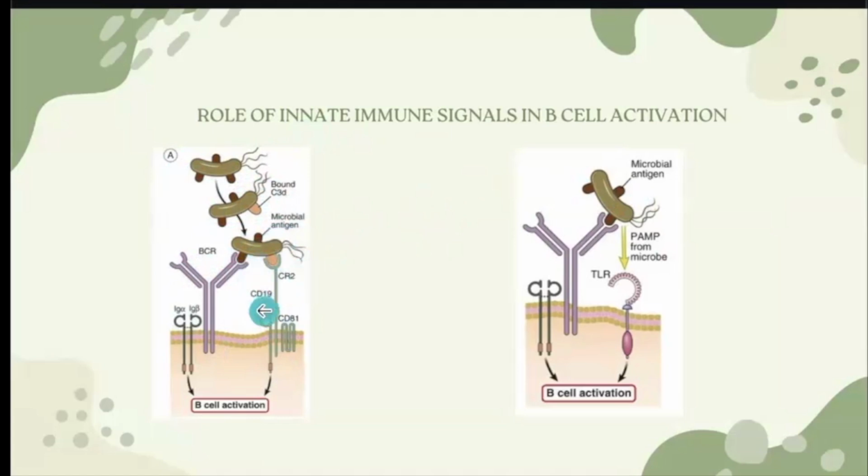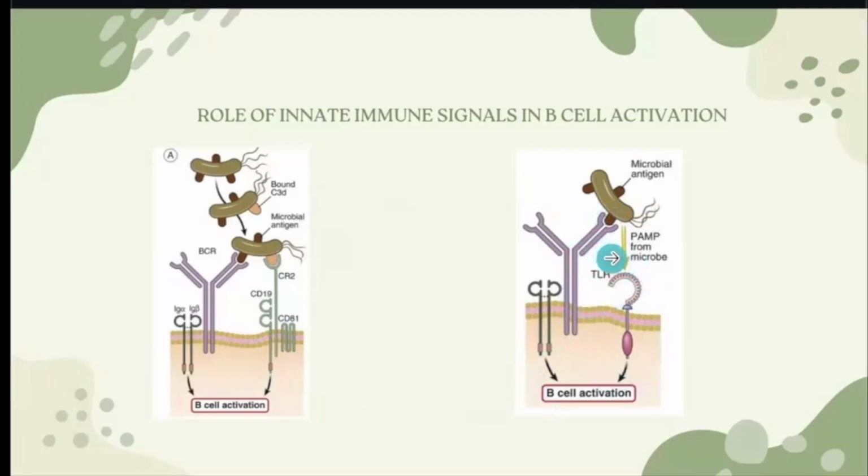C3d. When both bind at the same time, the activation signal inside of the B cells is then amplified, which lowers the amount of antigen needed to activate the B cells, resulting in a stronger antibody response. Another way can be through the B cell receiving a signal through its TLR or toll-like receptor.